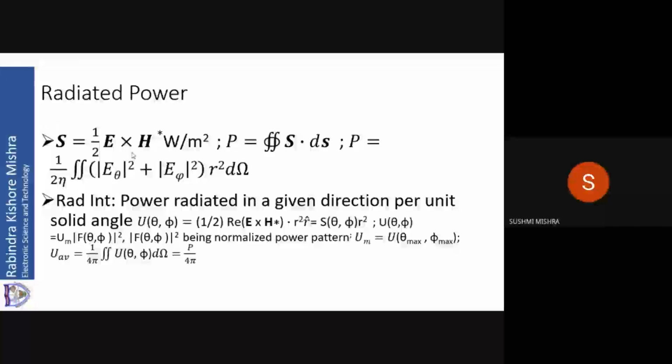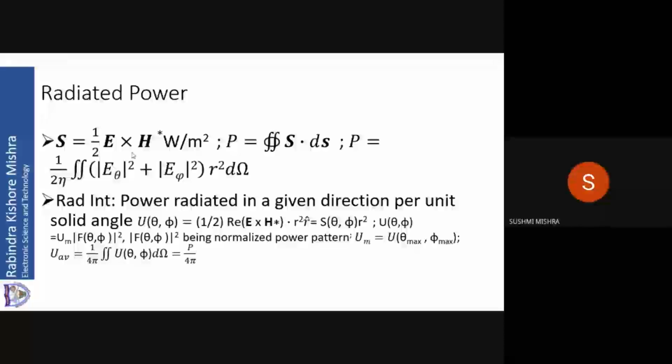Then if I want to find the average, I just integrate it over the surface of the sphere and divide it by 4 pi, because 4 pi is the solid angle at the center of the sphere containing the antenna. So that is how we defined UAV. That can be written as P upon 4 pi.